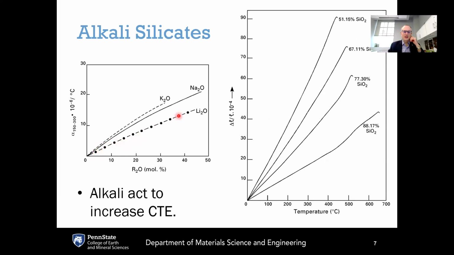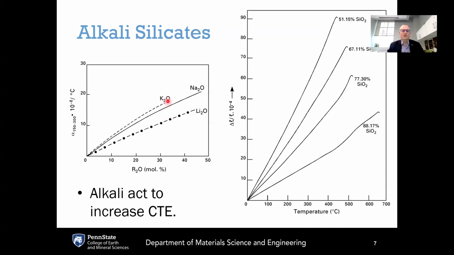There is a steady increase of CTE. If you use a larger modifier like sodium, it is also a steady increase, but at an even higher rate compared to that of lithium, and potassium is even higher. So in any of these cases, the alkali are acting to increase the coefficient of thermal expansion because they are converting bridging oxygens to non-bridging oxygens. That breaks up the connectivity of the network and gives the glass more degrees of freedom in order to expand.